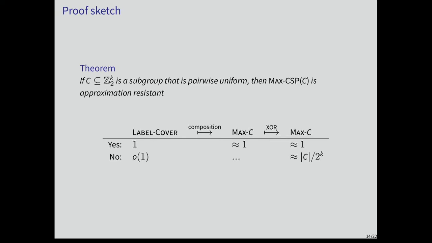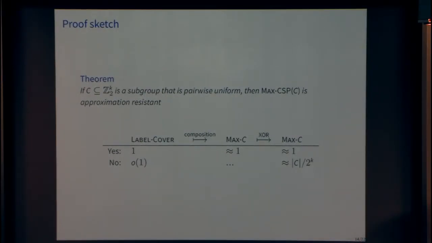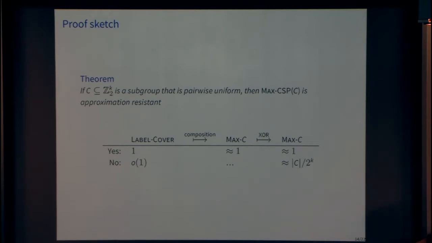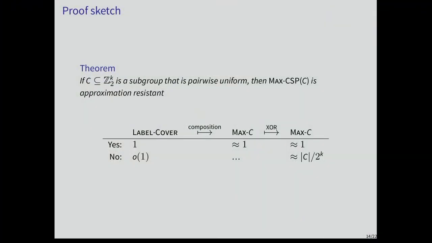Here it is crucial that in the second step, in the step in the middle, we will get a CSP instance where players have an almost perfect strategy. We will map it to another CSP instance with almost perfect strategy. It is crucial that C is a subgroup, so the player's answer will still stay in the subgroup if they have, yes.